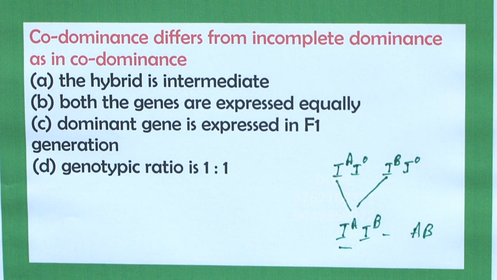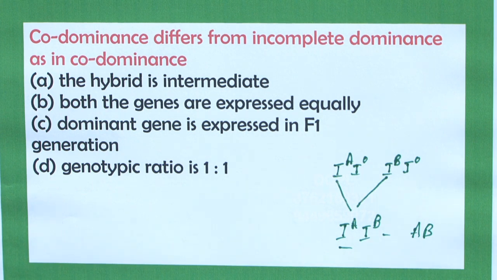Based on this, let us see one question. Codominance differs from incomplete dominance as in codominance: option A, the hybrid is intermediate; option B, both the genes are expressed equally; option C, dominant gene is expressed in F1 generation; option D, genotypic ratio is 1:1.